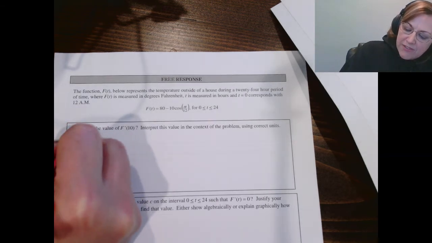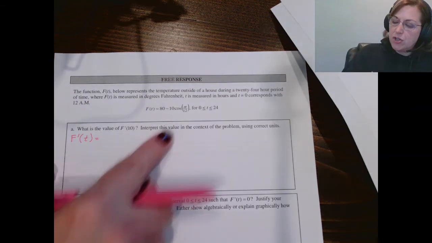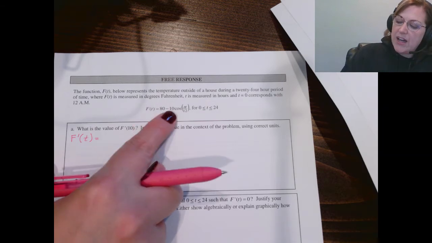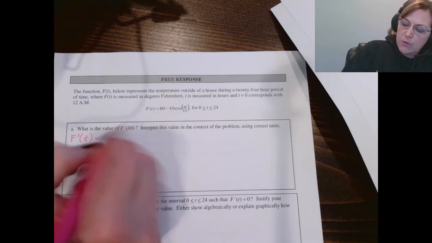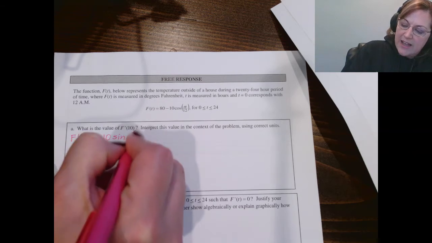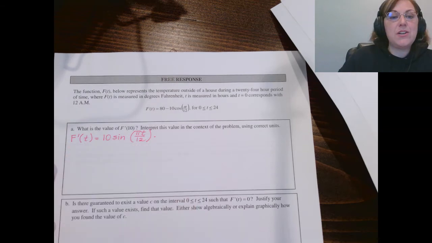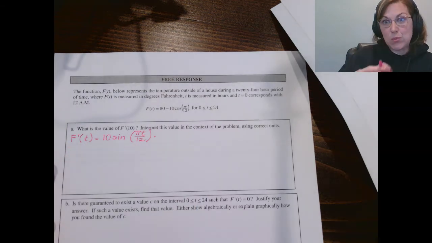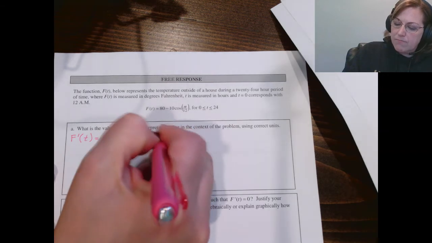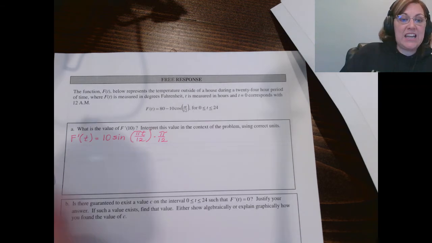So first, let's find F prime of T. The derivative of 80 is 0. The derivative of negative 10 cosine would be positive 10 sine of pi t over 12. And then we've got to do chain rule, so we're multiplying by the derivative of pi t over 12, which would be pi over 12. And now we want to plug in 10.